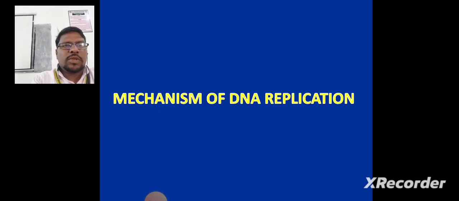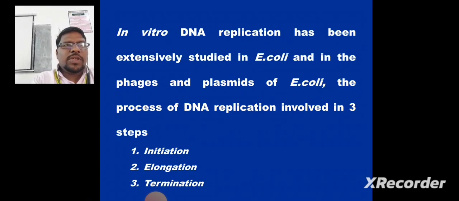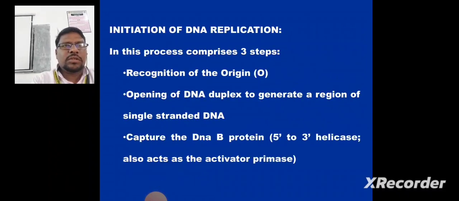Now let's move on to the mechanism of DNA replication. DNA replication has been extensively studied in E. coli, in the phage and the plasmids of E. coli. The process involves three steps: initiation, elongation and termination. Let's move on to initiation. Initiation comprises three steps: recognition of origin, opening of the duplex to generate a region of single-stranded DNA, and capture of DnaB proteins.